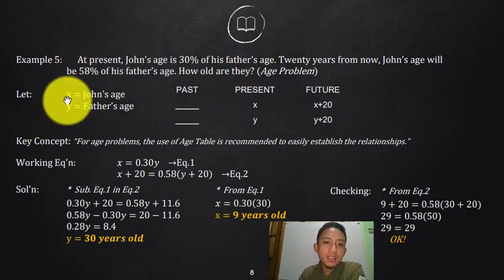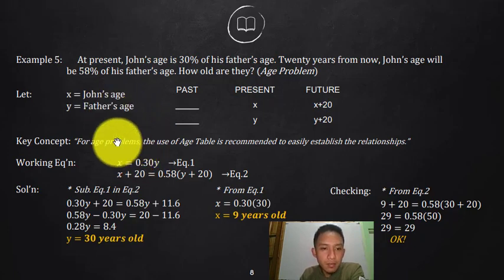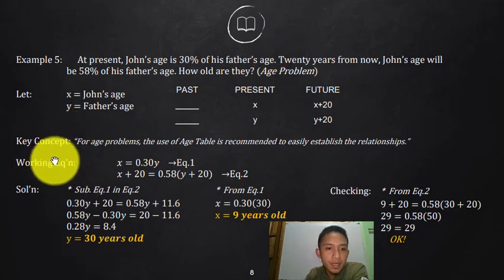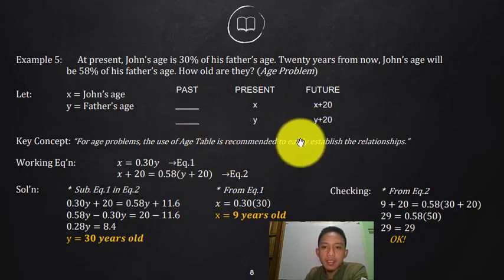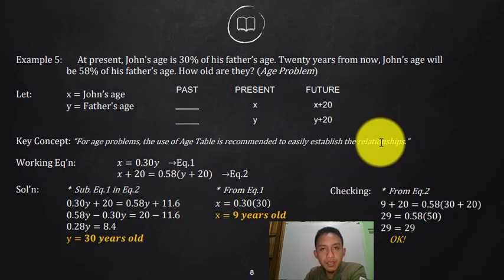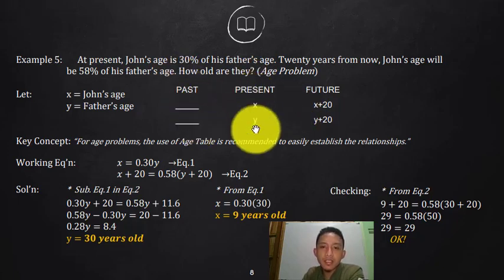Let's say X is John's age today. Y is the father's age today also. But in an age problem, especially if you are comparing the ages of more than two persons, there is a very helpful concept. The key concept for age problems is to use the age table. That is for you to easily establish the equations or your relationships. This is what we call the age table. All you need to do is create three columns.